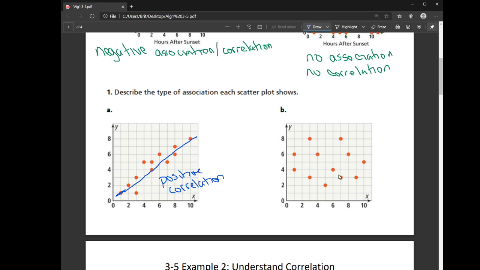Now on this one, this cloud, there's not really any line that I could draw that really fits this data well. So I would say that this one has no correlation.